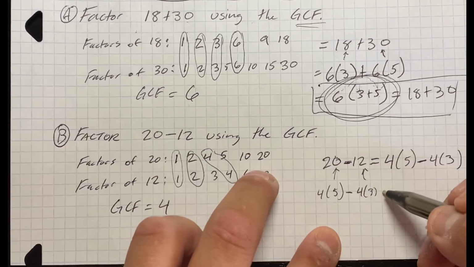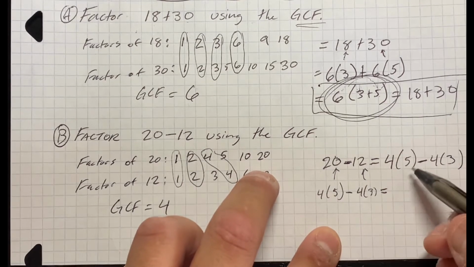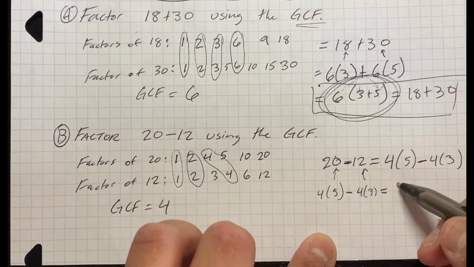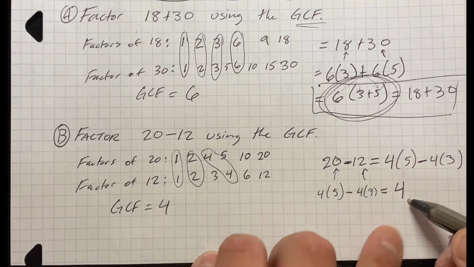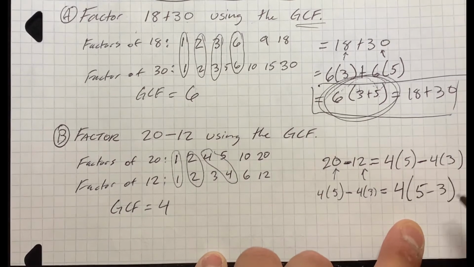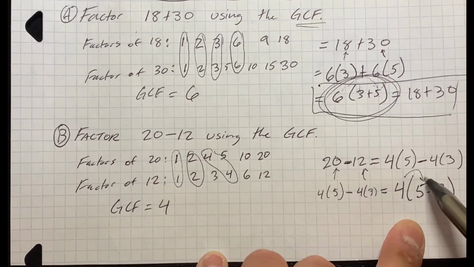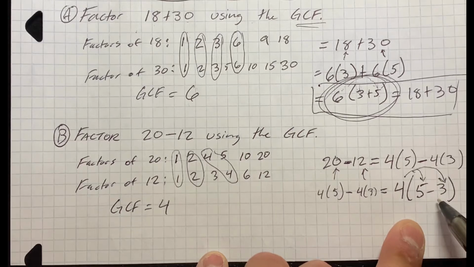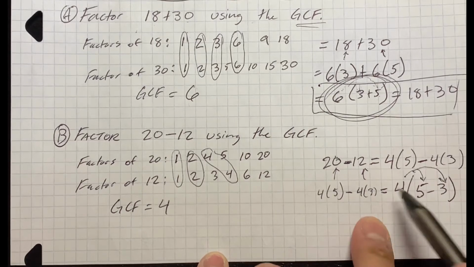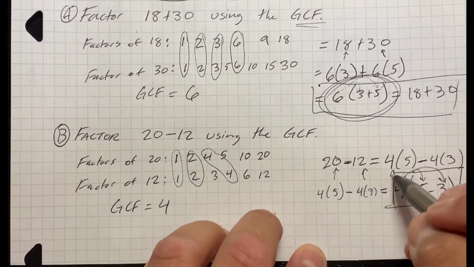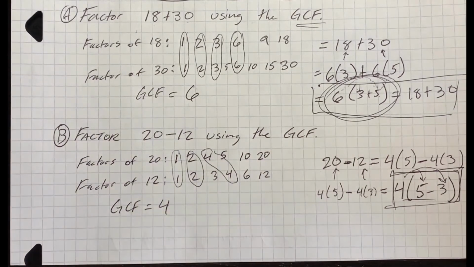Again, we're going to bring that down. So we're going to rewrite this as a distributive property of multiplication. So we're going to write the greatest common factor 4, and then we have 5 minus 3. So when we distribute, 4 times 5 equals 20, okay? And also 4 times negative 3 is going to equal negative 12. So there you go, my friends. You, again, have just factored the numerical expression using the greatest common factor.